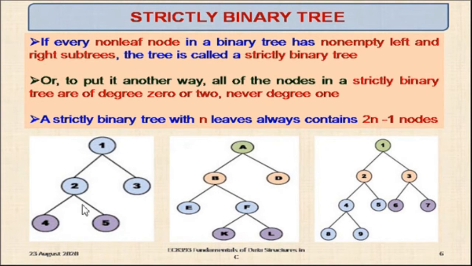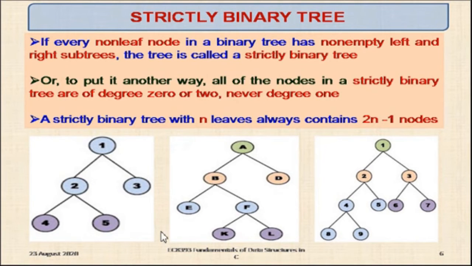So take this example in which 4, 5 and 3 are the leaf nodes. 3 leaf nodes are there in this tree, whereas 1 and 2 are non-leaf nodes. If every non-leaf node in a binary tree has non-empty left and right subtrees, so 1 is having a subtree with left and right. Similarly, 2 is also having left and right subtrees. So it is called a strictly binary tree.